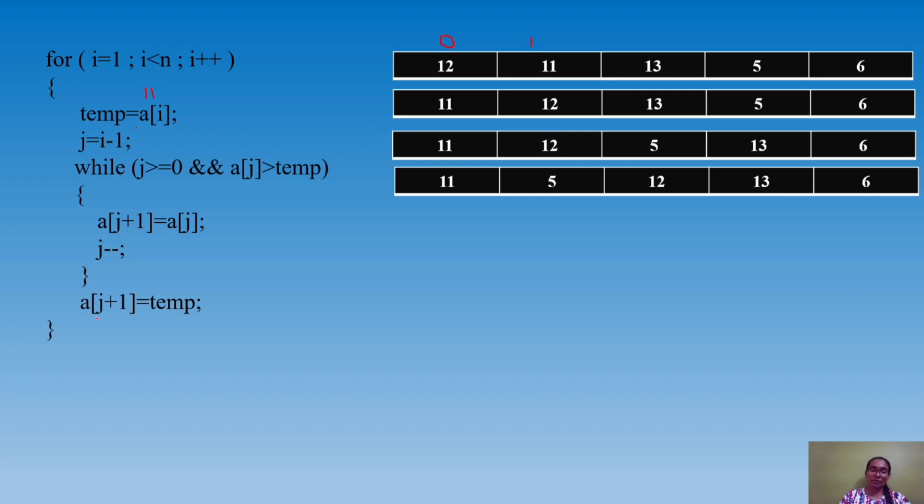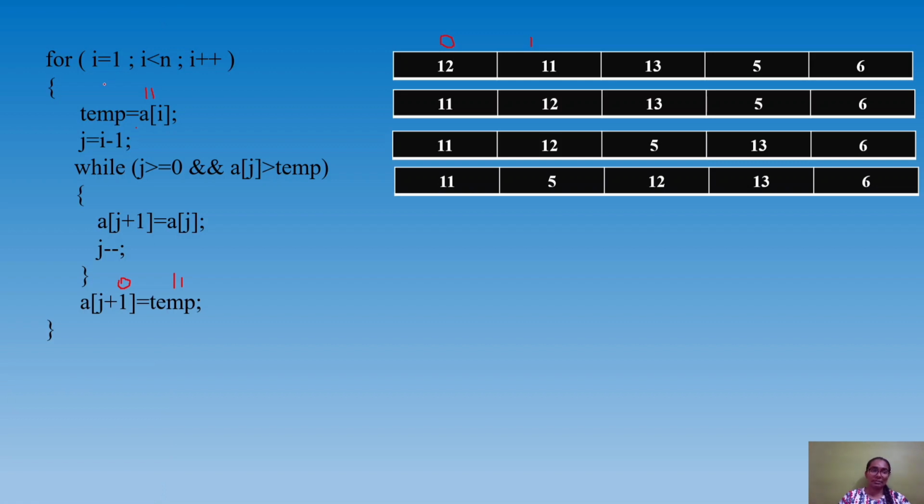A of j plus 1. J value is minus 1, minus 1 plus 1 is 0, will be equal to temp. So A of 0, this is A of 0, is equal to temp value 11. So now 11 will be stored in A of 0th position. 11 is in A of 0th position.